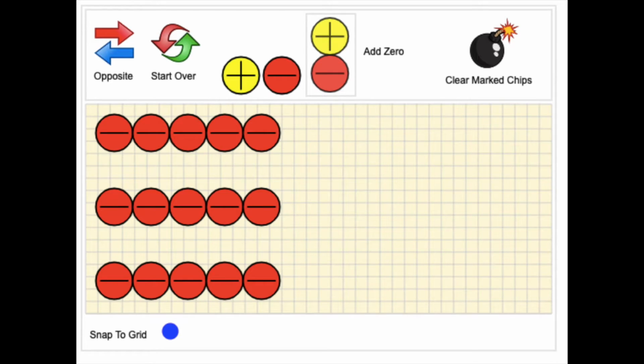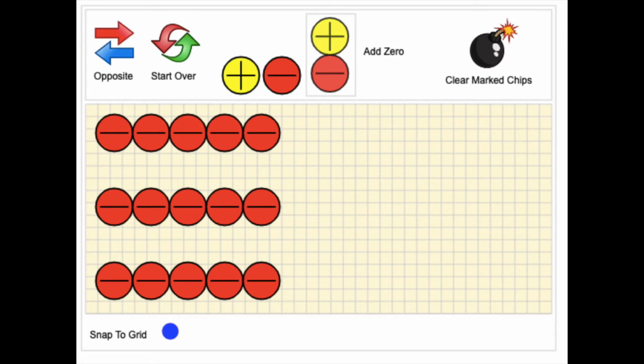So now let's think about how we would draw 3 groups of -5 chips. As you can see, I put 3 groups of -5 chips on the board. Notice that this is not 5 groups of -3 chips. That's actually a very different way to conceptually think about it, even though you're going to get the same answer. So, 3 groups of -5.